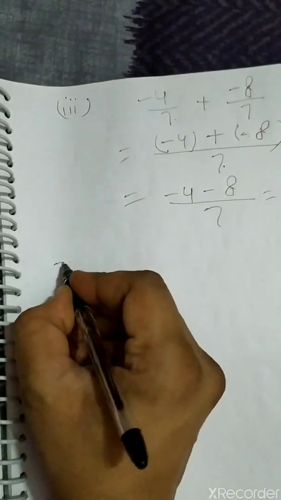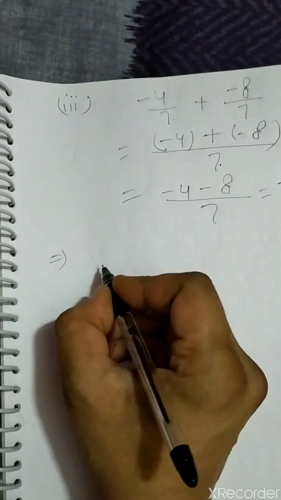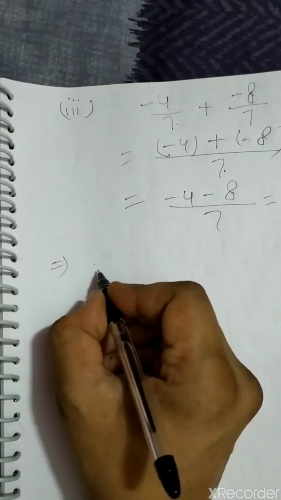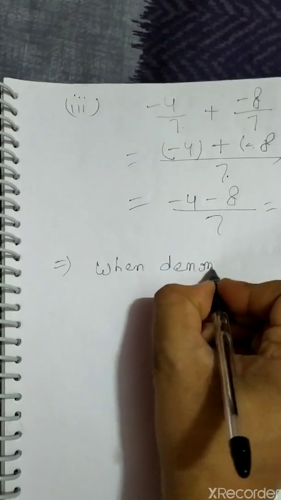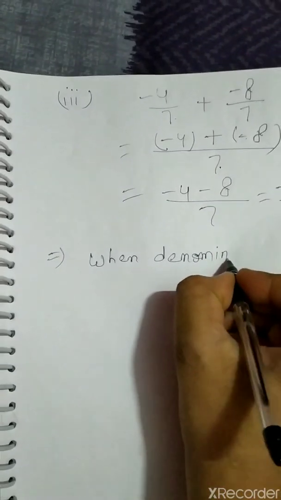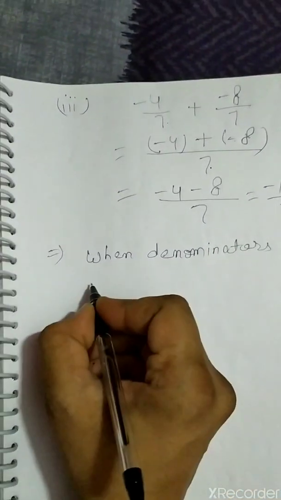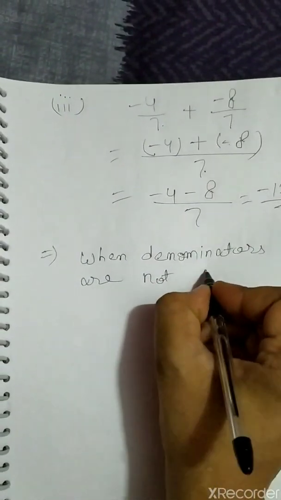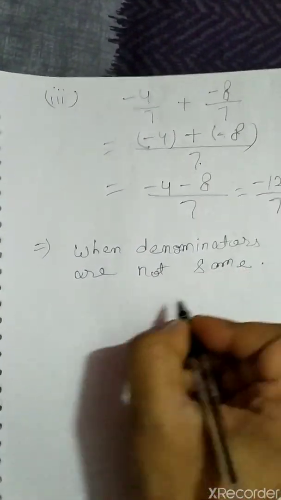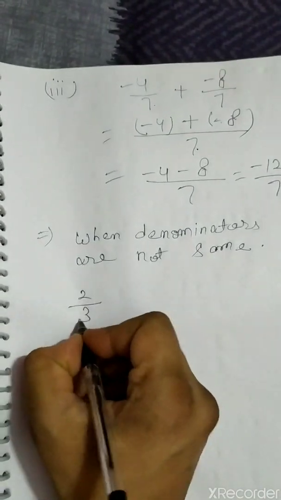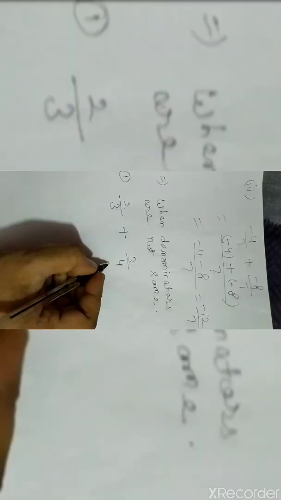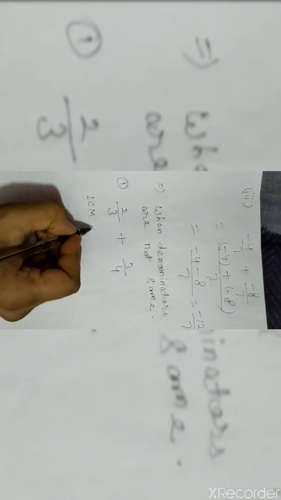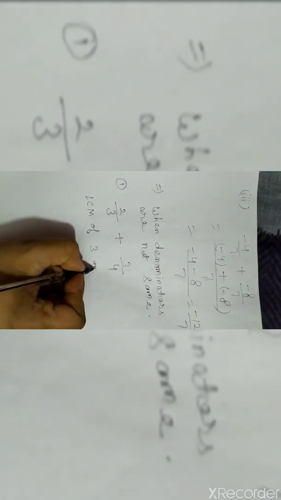Now the next topic is addition of rational numbers when denominators are not same. So for example, 2 by 3 plus 3 by 4. The LCM of the denominators 3 and 4 is 12.